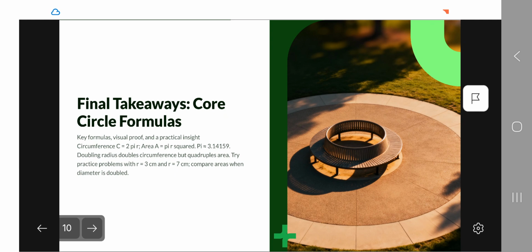So here are the final takeaways. Core circle formulas, key formulas, visual proof, and practice hack. Circumference is equal to 2 pi radius. Area equals pi r squared. Pi is approximately equal to 3.14159. Doubling radius doubles circumference, but quadruples area. So try practice problems with radius equals 3 and radius equals 7 centimeters. Compare areas when diameter is doubled.